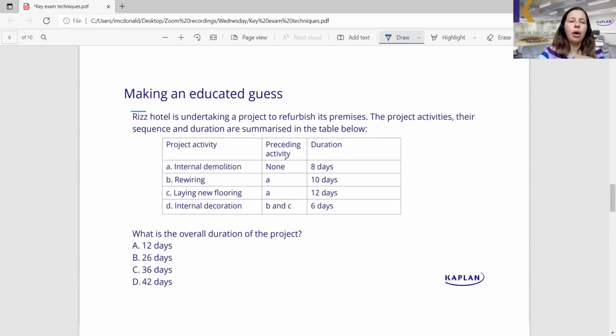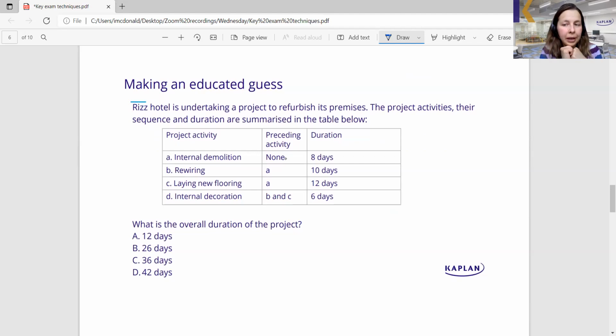Let's now consider how to make an educated guess. We know that in our objective test exam, every single question must be answered, even if it's sometimes just a guess, because by guessing, you have a chance to guess correctly and therefore increase your marks. If you guess wrong, no big deal. There is no negative marking in the exam.